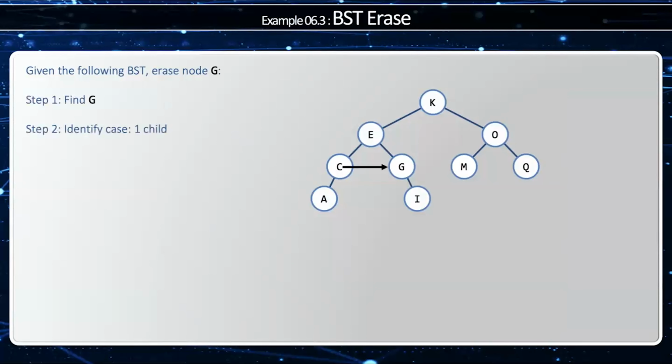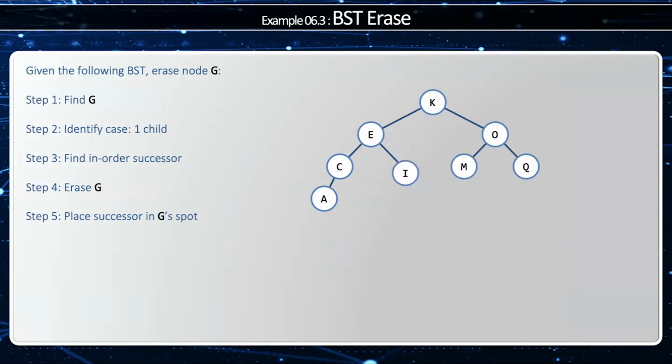Next, I'm going to identify the case. I have one child, and that child is I. Then I'm going to find the in-order successor, which is I. And then I'm going to erase G. And so that means that the child is going to take G's spot. There we go.